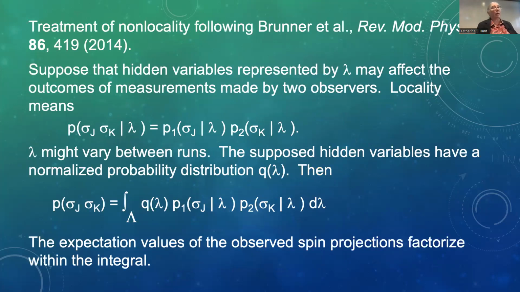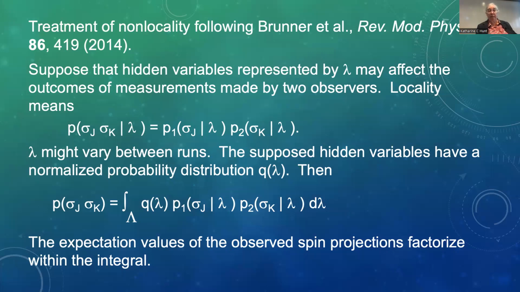The question, I think, comes up, how can we treat non-locality? Because I don't actually know how far apart the qubits are, and the gates last a pretty long time. And so it's very probable that light could pass from one qubit to another in the course of the measurement process. So I've used a definition of non-locality that seemed sensible to me. It comes from the paper by Brunner that I mentioned earlier on. The idea is that you suppose that hidden variables that are represented by lambda might affect the outcome of the measurements that are being made by the two observers.